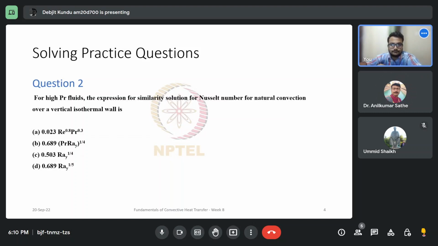Any other answer? So this is for the simple case that we know that we have a vertical wall. It's a vertical isothermal wall, so the temperature of it is held constant. And what else is given? We know that the Prandtl number is high.